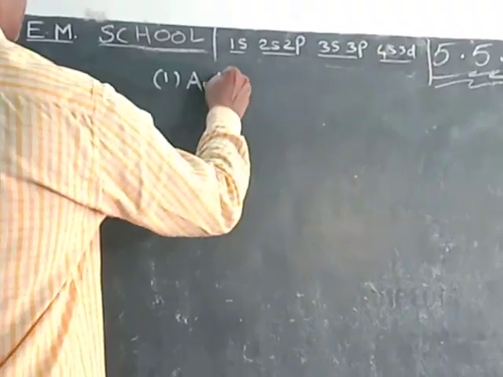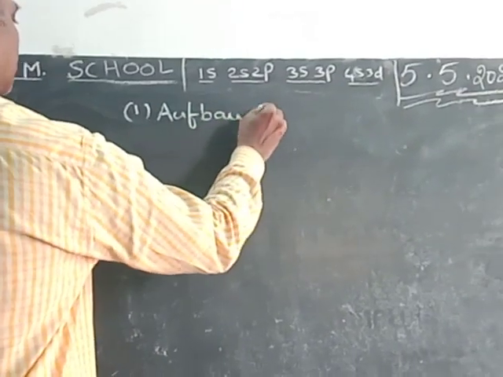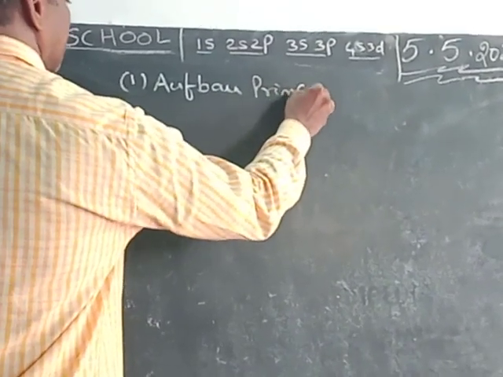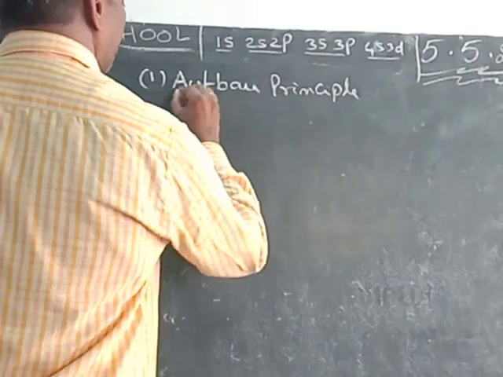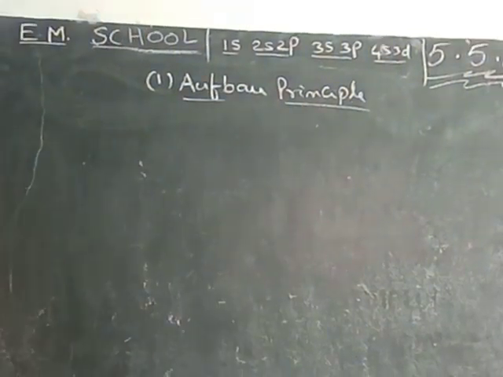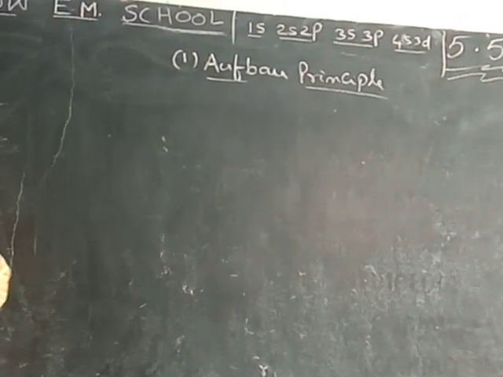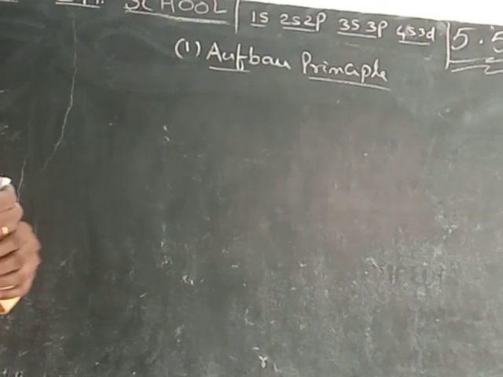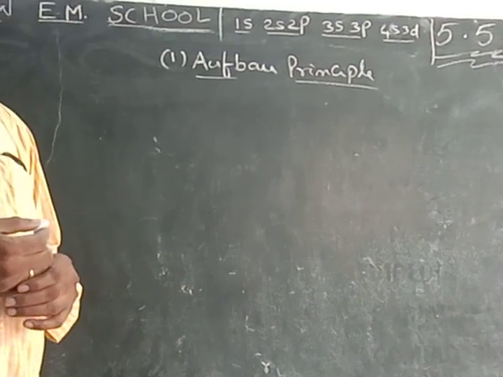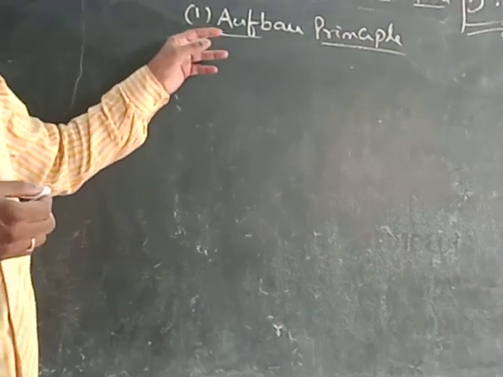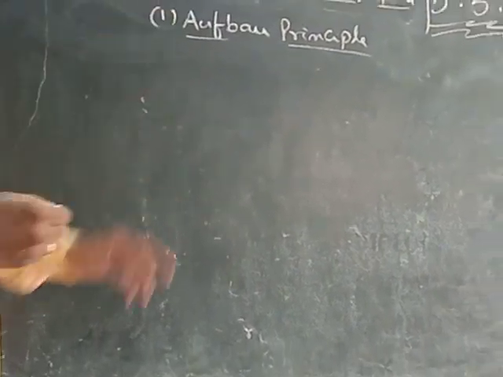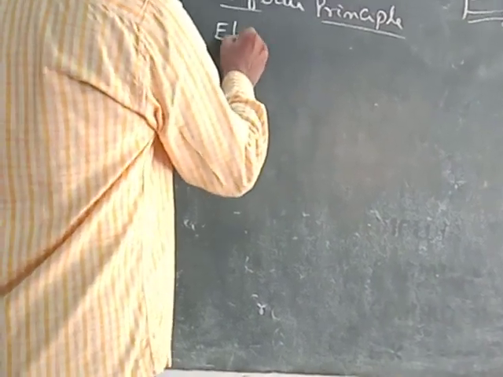Okay, next one is the Aufbau principle. What is the Aufbau principle? The scientist Aufbau explained that electrons enter the orbital whose energy is least. Electrons occupy the orbital whose energy is least. That is the Aufbau principle.